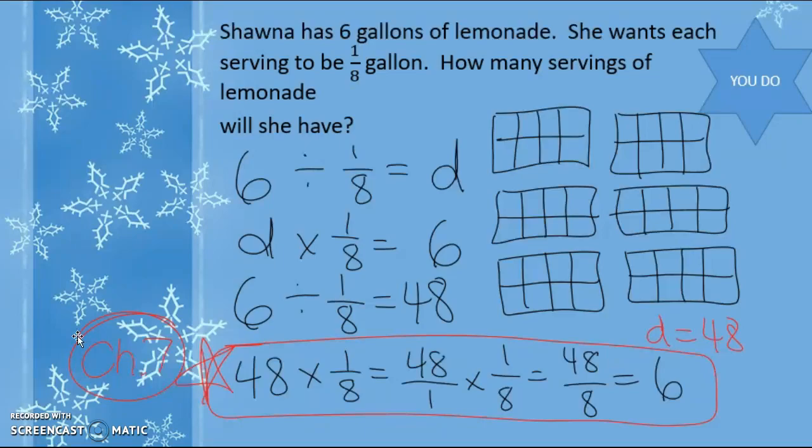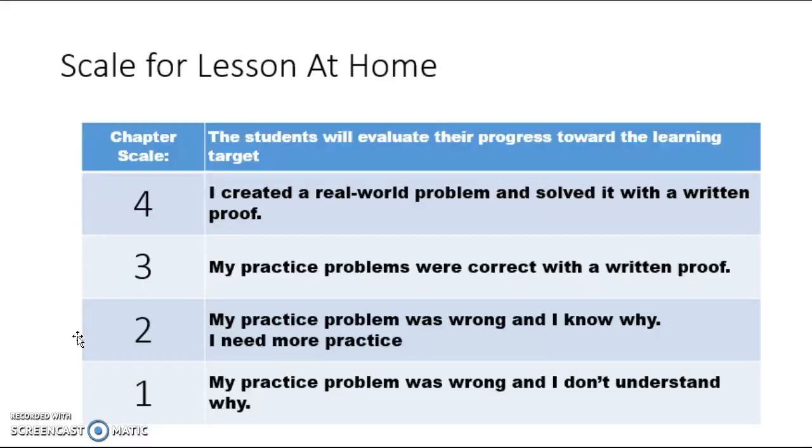Okay? Check to see where you are on the scale. If your practice problem was correct and you understand why, then you are a 3. If you're not so sure, you're a level 2, and make sure you write down your questions.